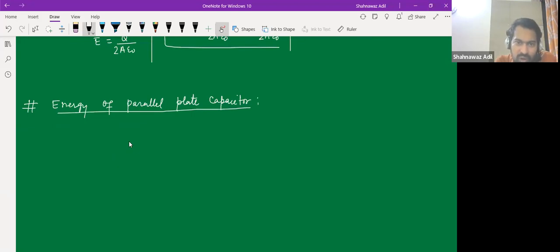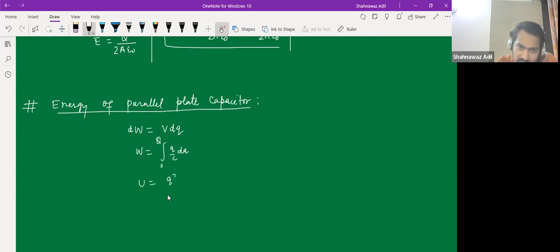Right. So we already know that energy is work done, right? And then this is what? This is V dq. Okay. So this is small work done, and if we integrate this, then we'll get W, so this we have already done. So this is Q by C dq from 0 to Q. So we will get energy which is Q square by 2C. I'm not deriving because we have already done this part.